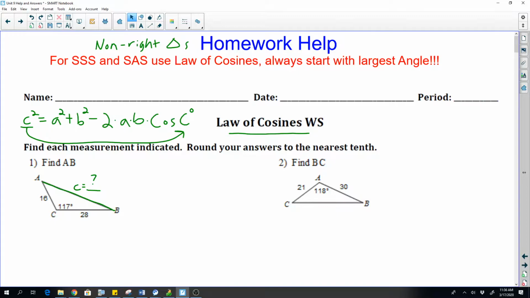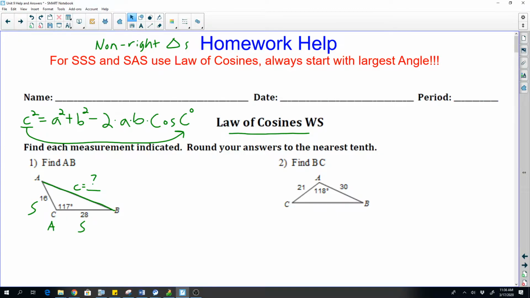It's just the side you're missing equals the two sides squared and added, minus 2 times those two sides that you have, and then cosine of the angle you have. Cool. So definitely need side-angle-side to be able to do this, which we have. Look at that, side-angle-side.